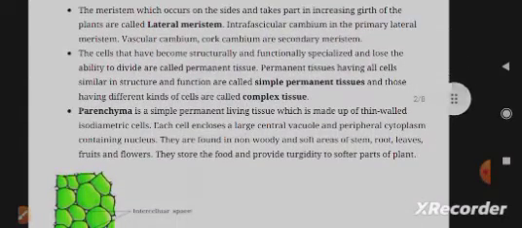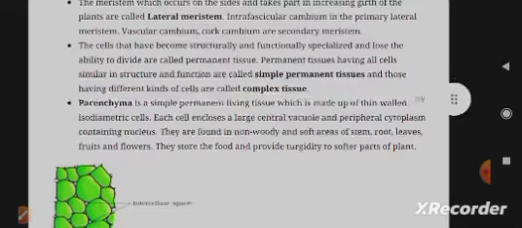The meristem which occurs on the sides and takes part in increasing the girth of the plants is called lateral meristem. Intrafascicular cambium is the primary lateral meristem; vascular cambium and cork cambium are secondary meristems. The cells that have become structurally and functionally specialized and lose the ability to divide are called permanent tissue. Permanent tissues having all cells similar in structure and function are called simple permanent tissues, and those having different kinds of cells are called complex tissue.